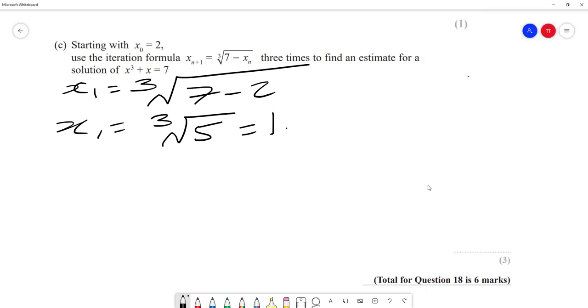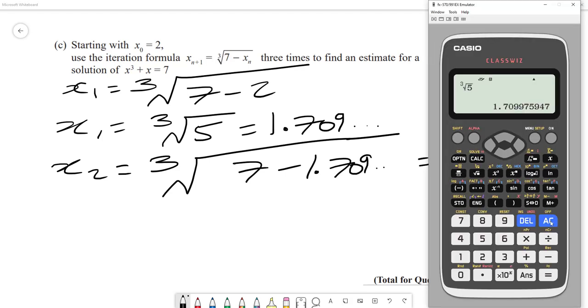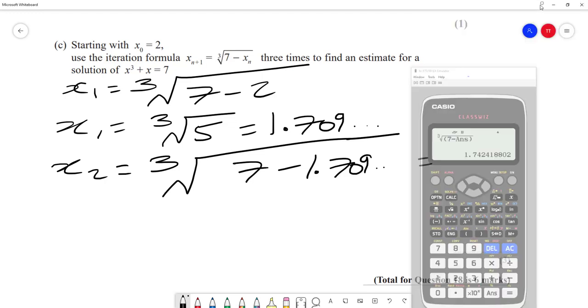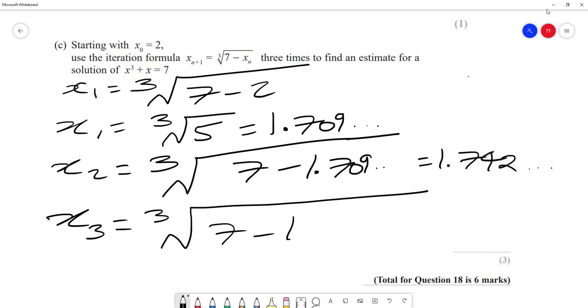So we have 1.709. Now x2 is going to be the cube root of 7 minus that last value. That's automatically stored in my calculator. So I can press the cube root button, press brackets, 7 minus the answer key, close the brackets, and that will give my next solution, which is 1.742. So that's 1.742. And then for the third time, it's going to be the cube root of 7 minus what we found before, 1.742, and so on.